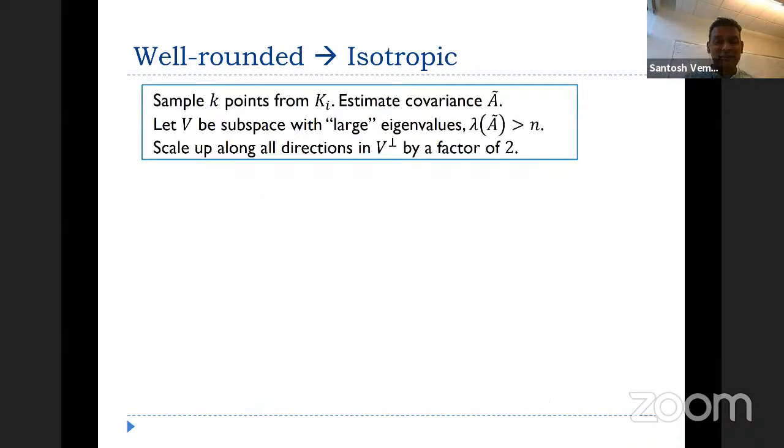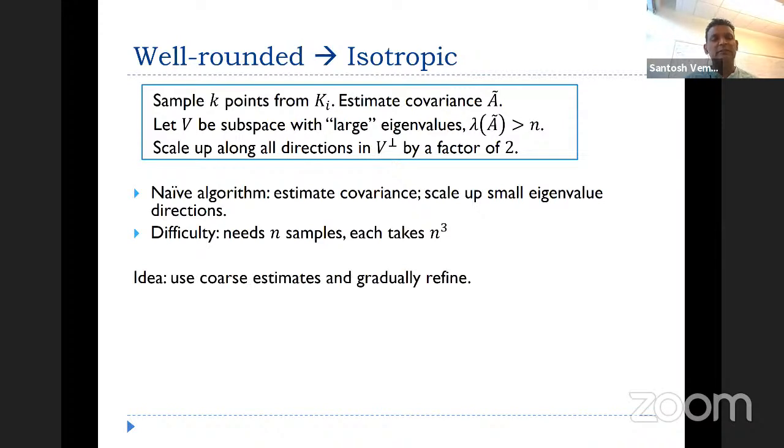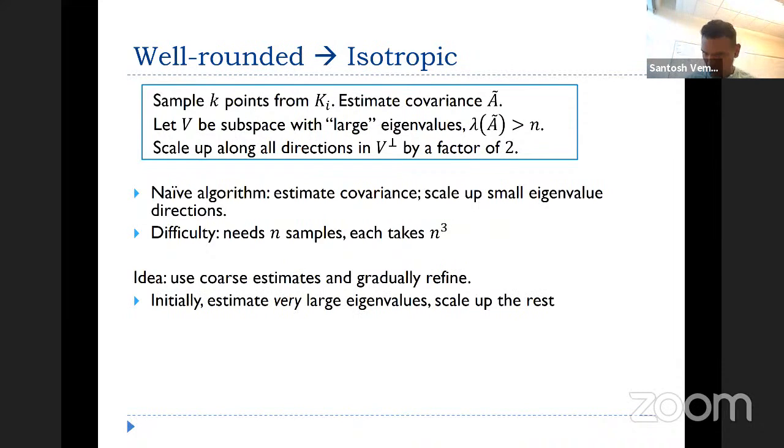Okay, here's the algorithm again. We sample k points from the current body, estimate the covariance. Look at the subspace with large eigenvalues and scale up everything orthogonal to it by a factor of 2, okay? As I mentioned already, the naive algorithm would be to estimate the covariance fully, but the problem is that it takes too many samples, it takes n samples, so you'll be back at n to the 4. So what we'll do instead is use coarse estimates and get better and better with not too many rounds. Initially, with a few samples, we'll only be able to estimate the very large eigenvalues, the directions where the body is extremely long. And then we'll get better and better and better.